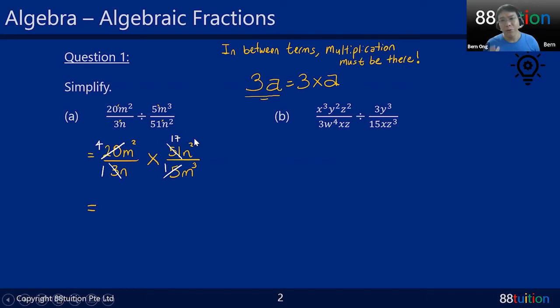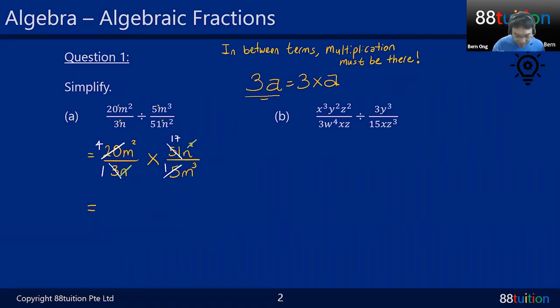So usually I will do it systematically. I will attack the numbers first. When the numbers are over, I will attack the alphabets. So which one should I attack? Here I have n, and on top, I have n squared. n squared means nn. So I cancel one of these. Is that okay?